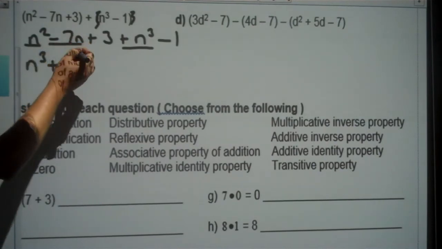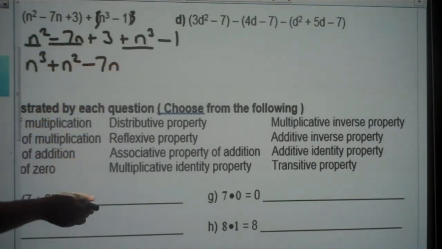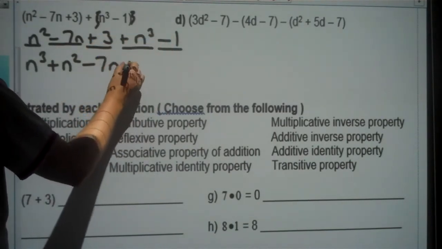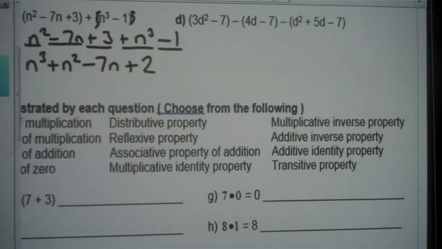The only term involving n is negative 7n. And then at the end here, positive 3 take away 1, 3 take away 1 is 2. So I can put plus 2. Another advantage of circling your terms or underlining your terms is, at the end of the question, if you have missed any terms, you'll see that they're not underlined. Because I've dealt with all my terms, I know that I've fully simplified.